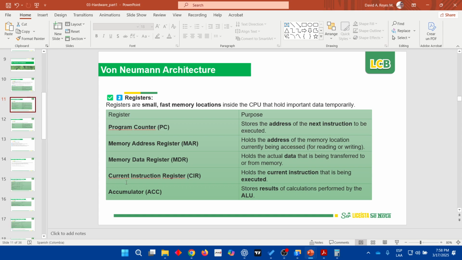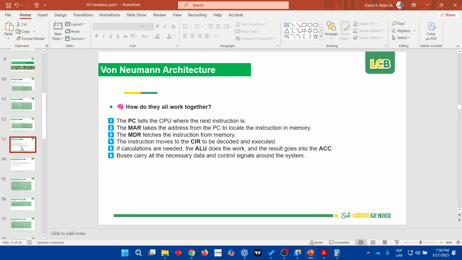The CIR is the current instruction register. So you have the instruction that is 7 times 2. So let's suppose that you don't understand that. So you are going to translate it to decode it. Oh, we have to make a multiplication. That is decode, then execute. Okay. And if calculations are needed, in this case it is needed because you are going to multiply 7 times 2, so the ALU does the work. And the result goes to the ACC.